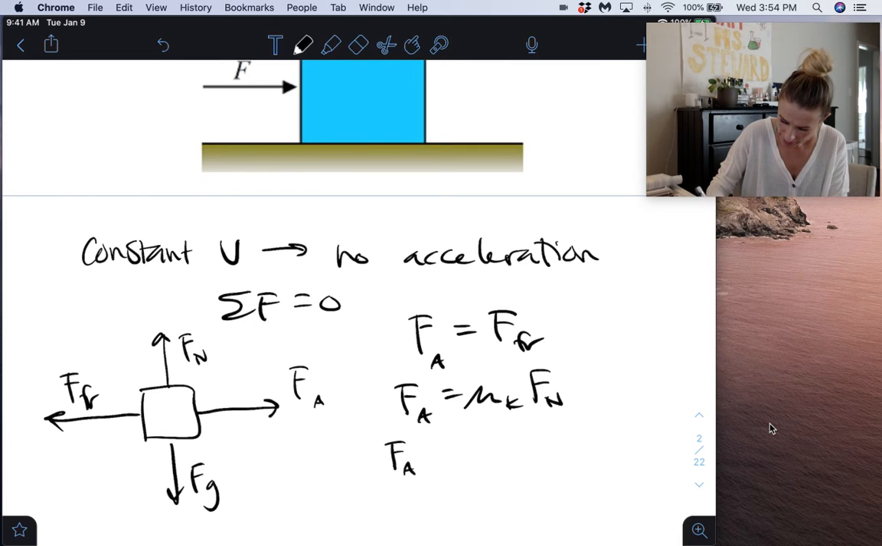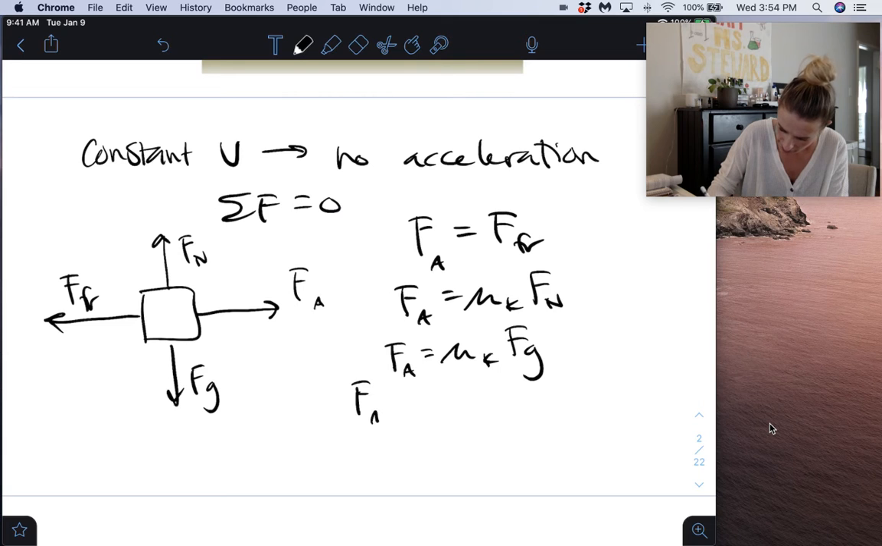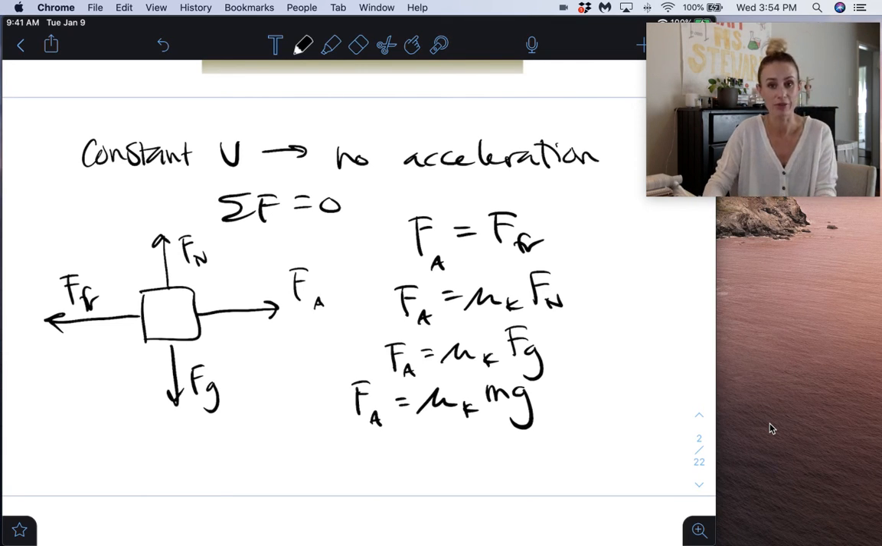So that means my applied force is equal to mu k times the force of gravity, which of course we know is just mass times acceleration of gravity. So applied force is equal to mu k times mass times acceleration of gravity.